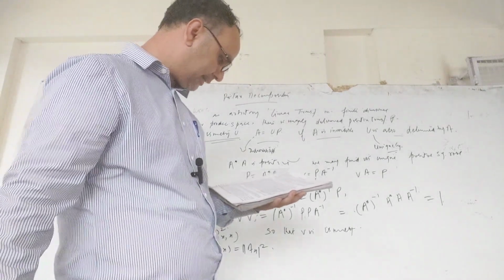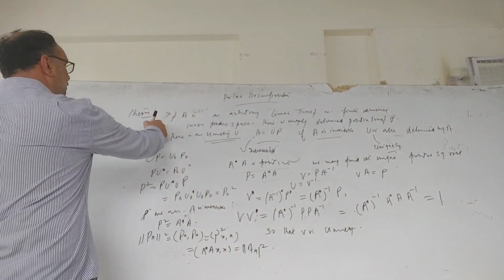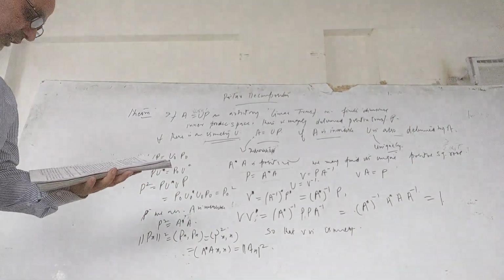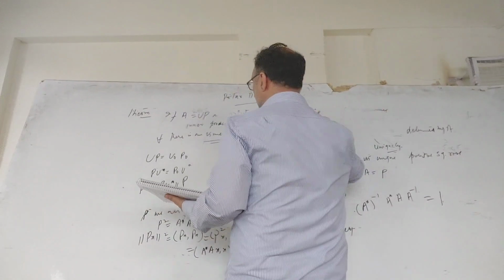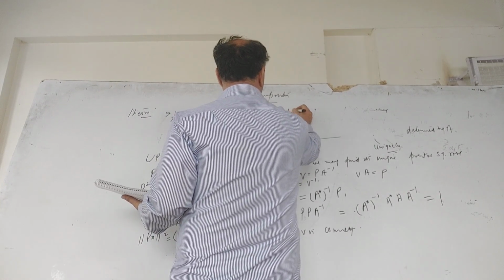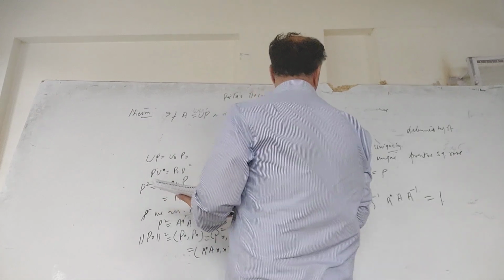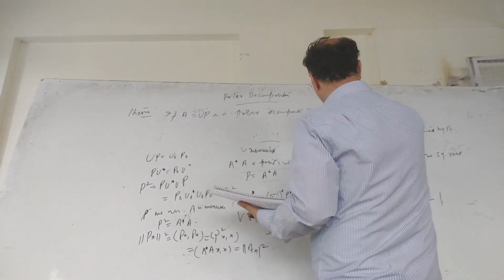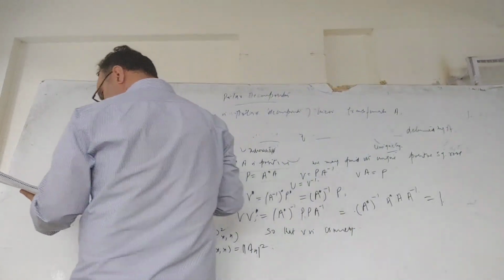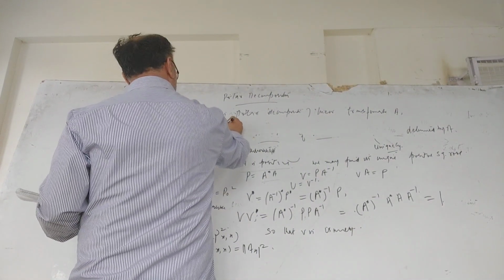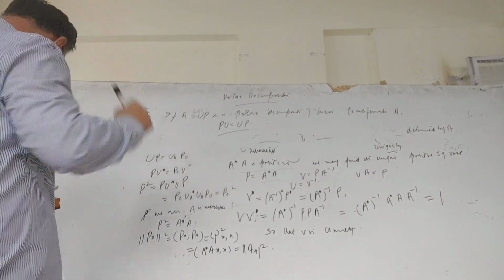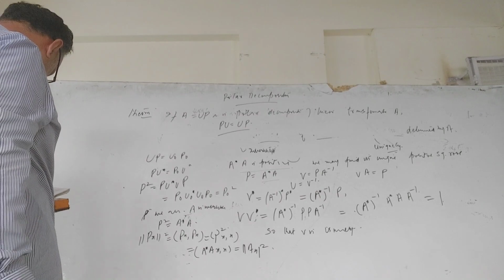Again, theorem 2 says that if A is equal to UP, which I will only state, is a polar decomposition of the linear transformation A, then the necessary and sufficient condition that A is normal is that PU is equal to UP. So that's fine.